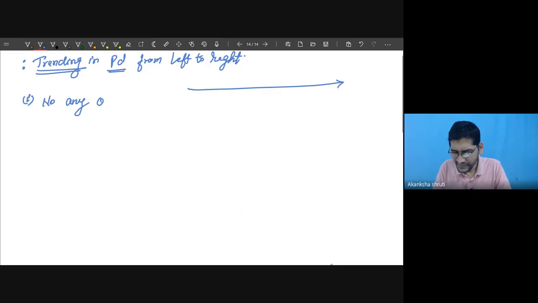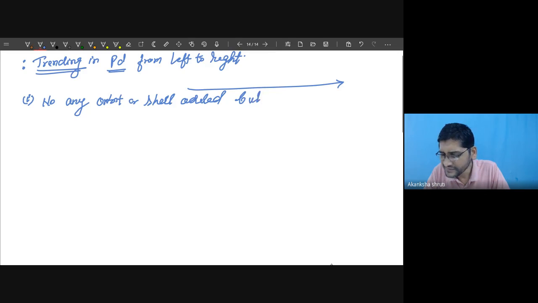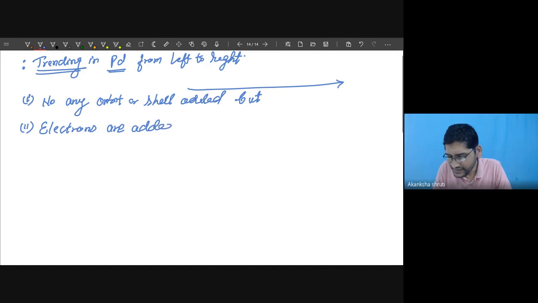Let me write it again. No orbit or shell addition. Why am I writing it again? You will get the answer very quickly, because this is the very important thing with the help of which we are going to conclude the other factors. No orbit or shell is added. But at the same time, the electrons are added in their outermost orbit. Means the valency is increasing, but electrons are added in their outermost orbit.